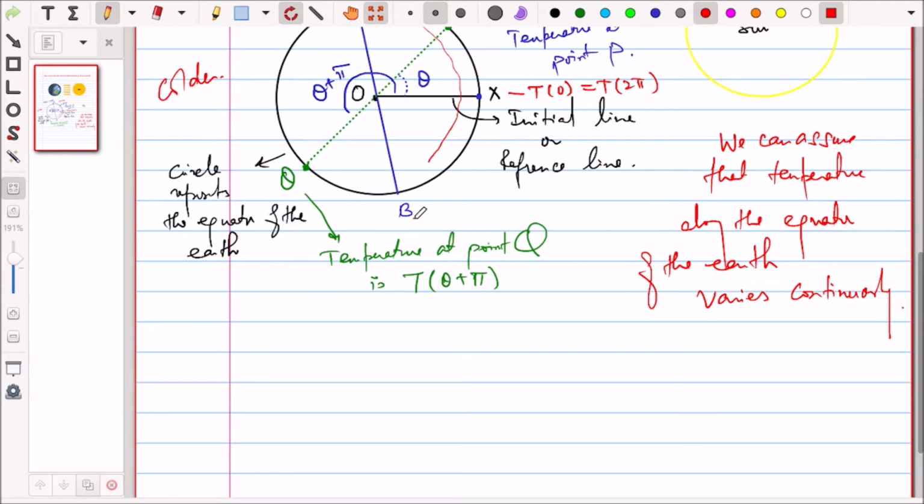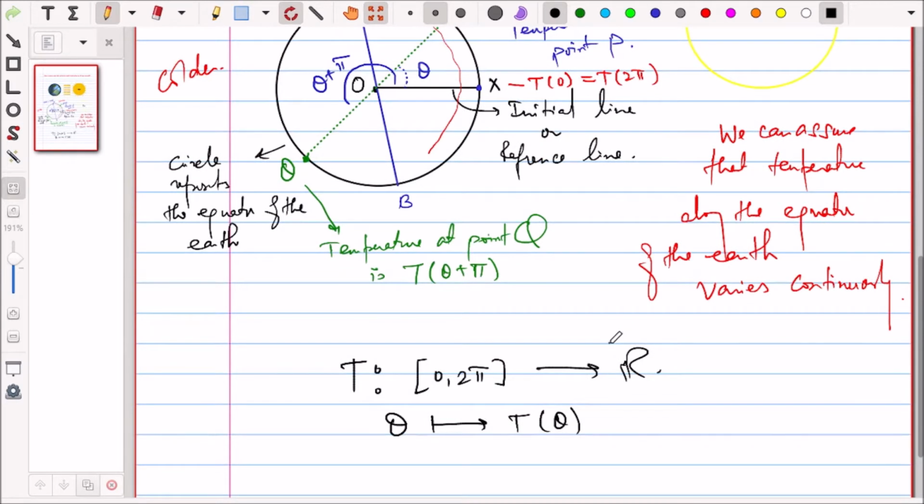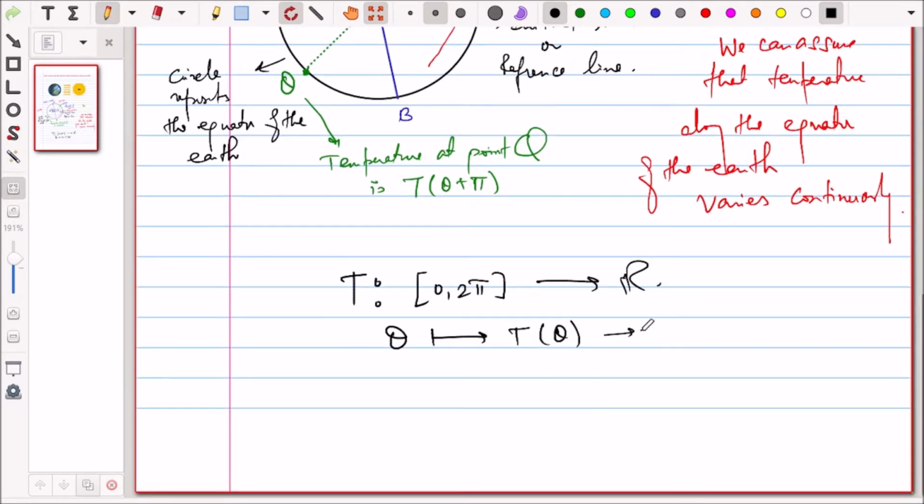So we will define a temperature function. Let us define T. Every point can be represented by an angle from 0 to 2 pi, so its domain should be 0 to 2 pi, and codomain we can take as R. So T basically takes theta to T theta, the temperature at any point. This is the temperature function. It represents the temperature at the point P, which makes an angle theta with the initial line. So, temperature corresponding to theta.